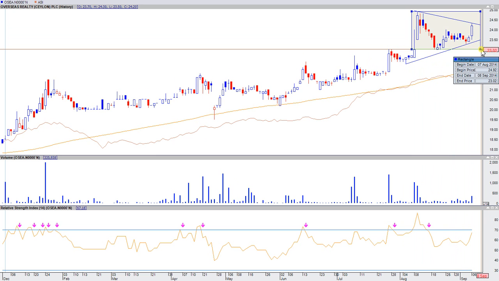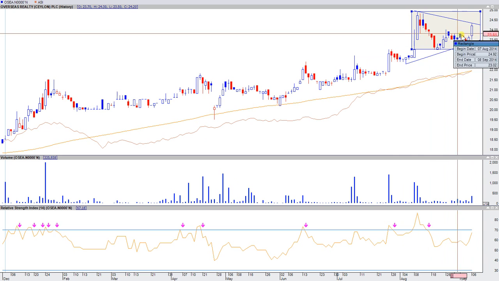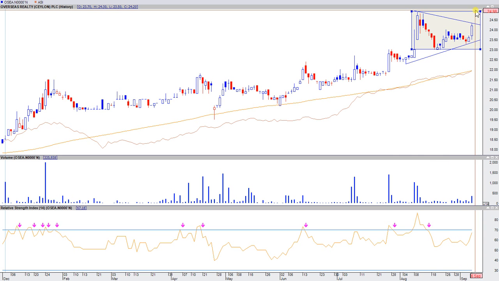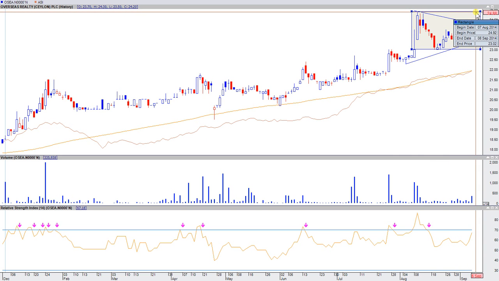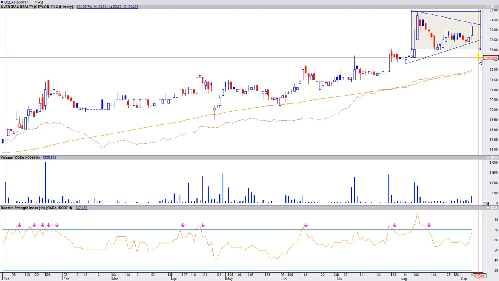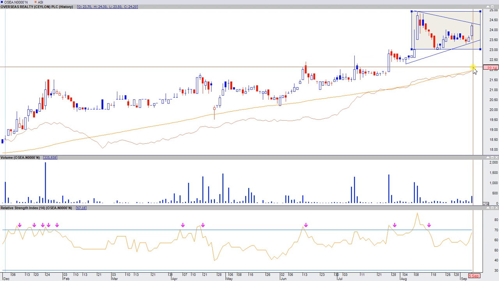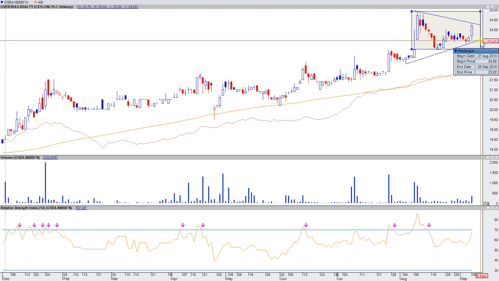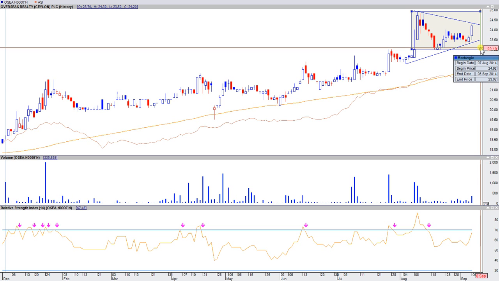Will this take place here to here? So we'll have to wait for the breakout for a confirmation on continuation of its trend. Otherwise we'll be looking at it going back again towards this level.